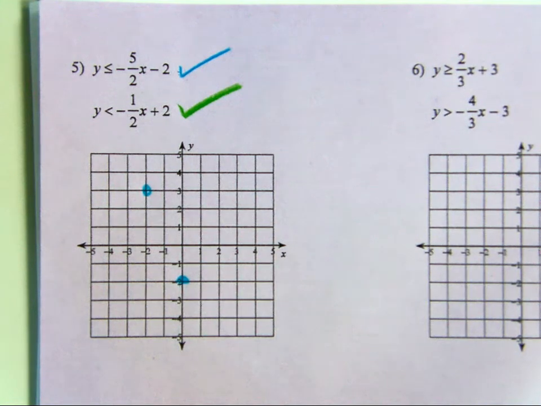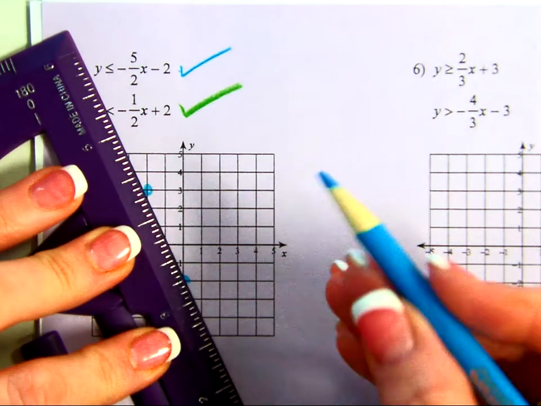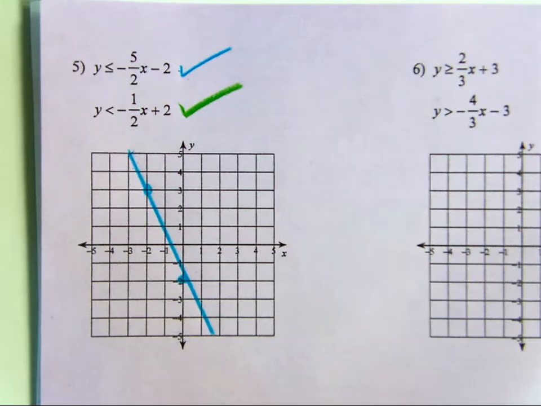So that's what you have your ruler for. And it's going to be solid. I want you to go all the way out to the perimeter of the graph right there.